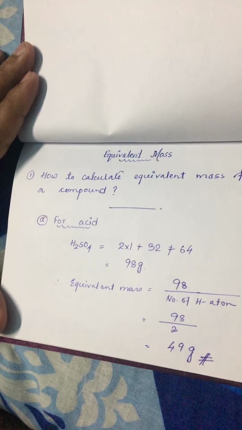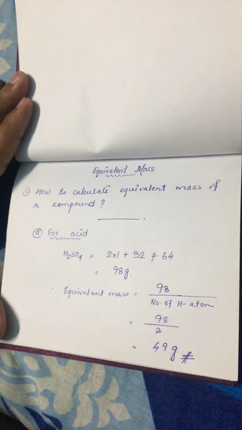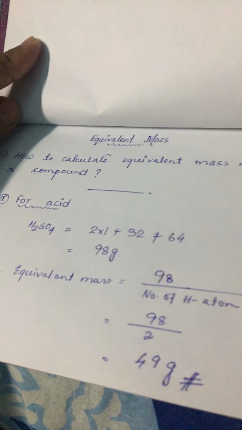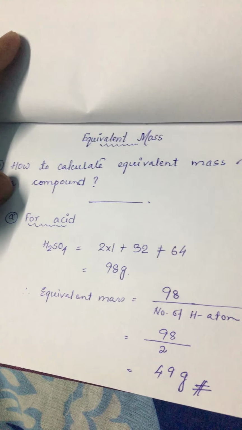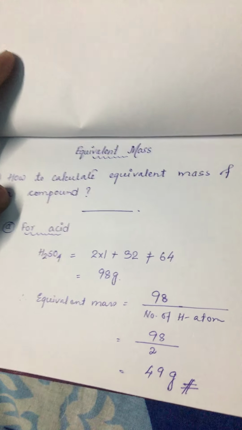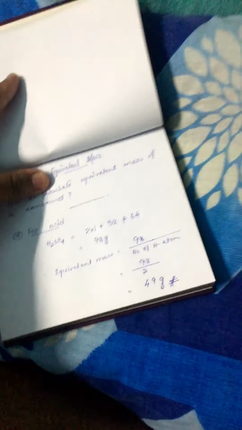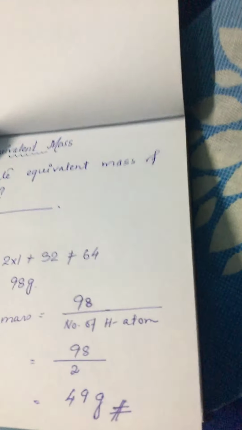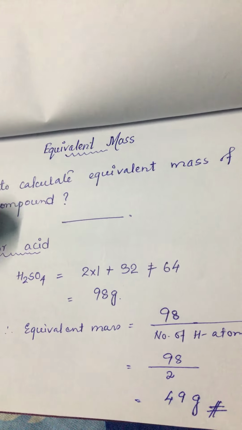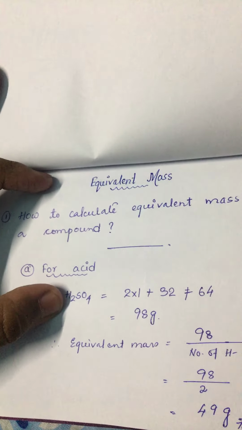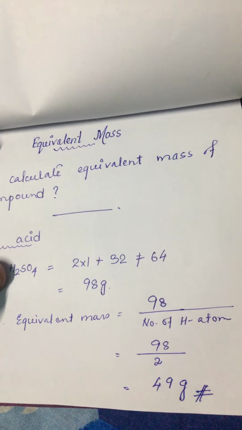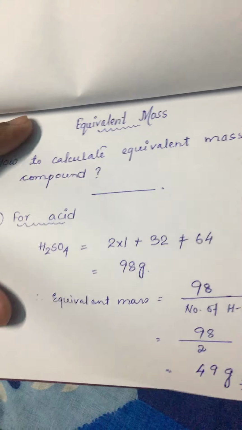Suppose, for example, it is H2SO4, that means sulfuric acid. We have found out the molecular mass, and the molecular mass is found to be 98 gram. So therefore, equivalent mass is equal to molecular mass divided by number of hydrogen atoms. So how many hydrogen atoms are there in H2SO4? There are two hydrogen atoms. So 98 divided by 2 equals 49 gram.